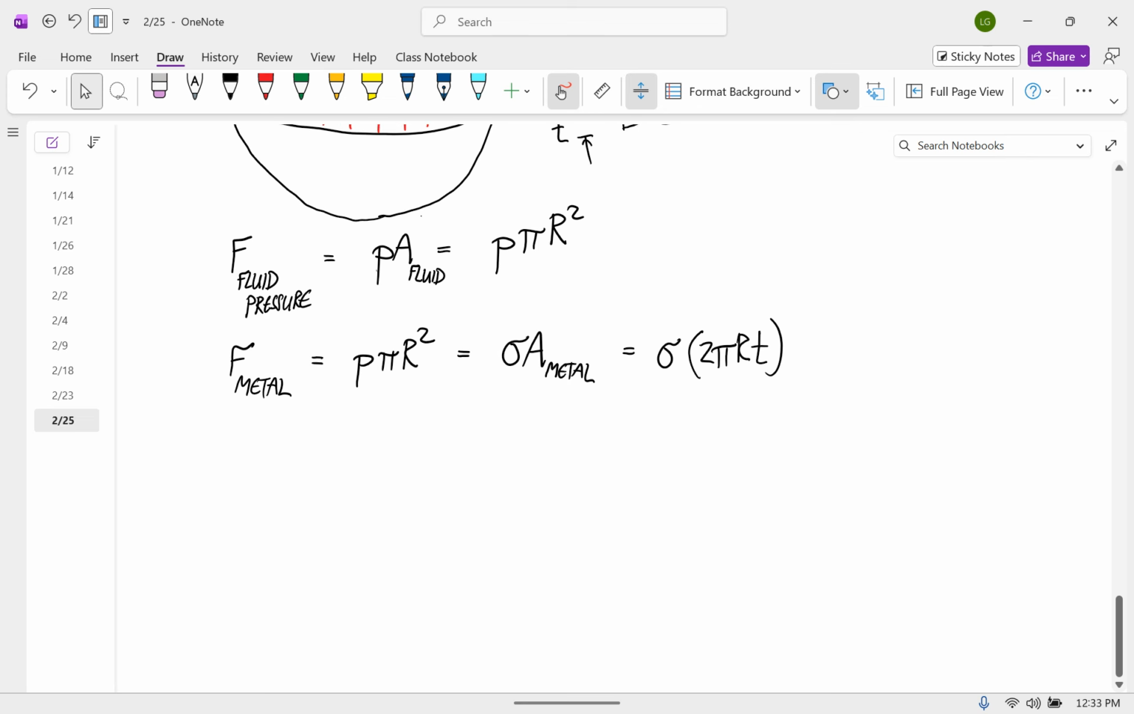Okay, so now all we have to do is set these two things equal. So we have P times pi r squared is equal to 2 pi r t times the stress we're trying to calculate. The pi's cancel. One of these r's cancels. And you get that the stress is equal to P r over 2t.